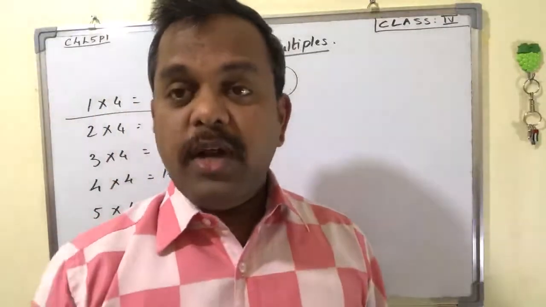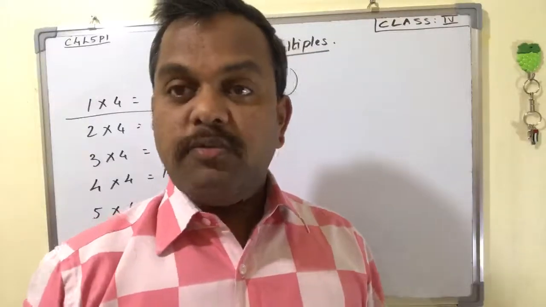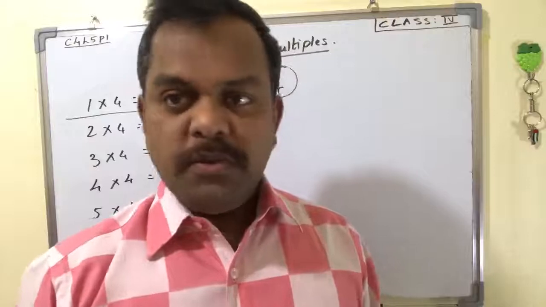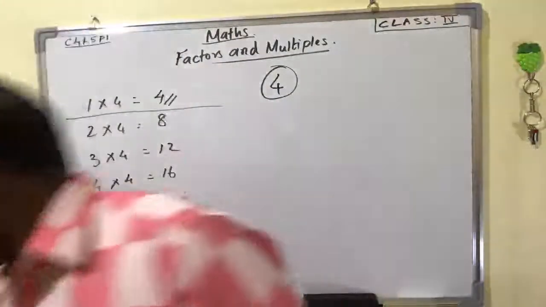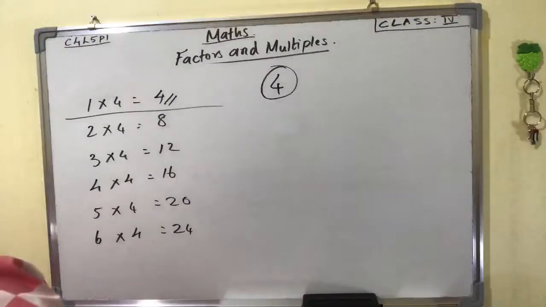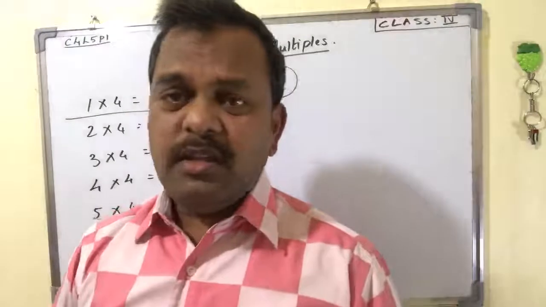Okay. Next 5 multiples of 8: table 8. Next 5 multiples of 12: table 12. And like this you can do everything. Next one. This is multiples, very easy.